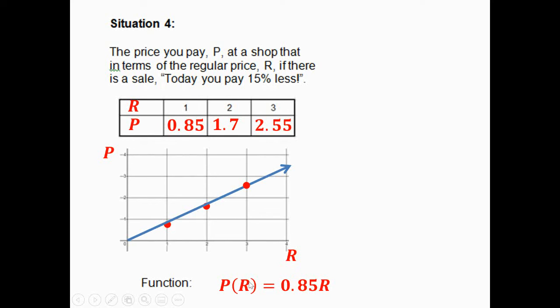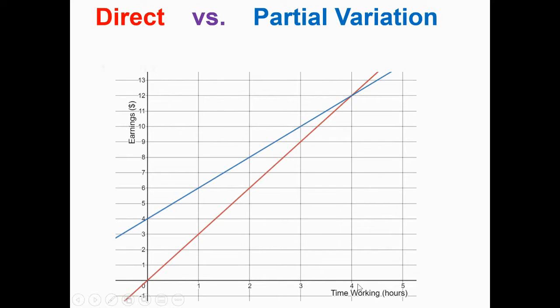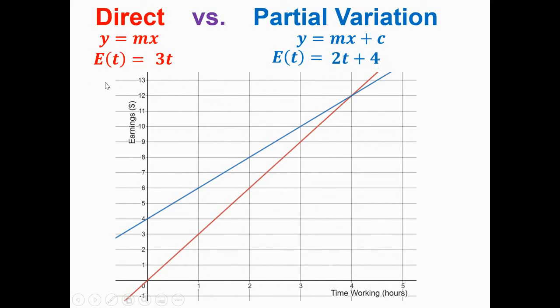Price based on original price is 0.85 R. So 85% of the original price is the price you pay. Great. So going back to this again, just to recap one more time, direct variation looks like this. And the graph will pass through a y-intercept of 0. Therefore, we have just mx, no y-intercept. Partial variation looks like this.